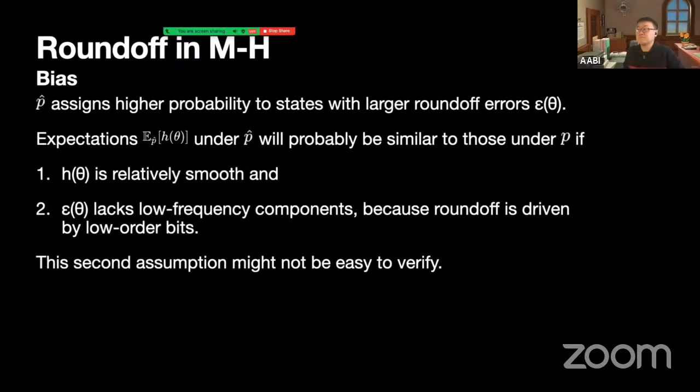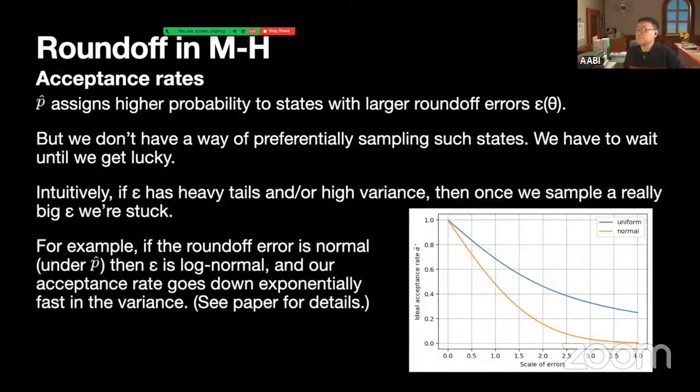But I would say that as big an issue is, does the algorithm even do an okay job of sampling from p hat, right? So there's this issue, right, that p hat assigns arbitrarily higher probability to states with larger round-off errors, but we don't have a way of preferentially proposing those states. We have to wait until we get lucky and get a large positive error. So intuitively, if epsilon has heavy tails or high variance, then basically once we sample a really big epsilon, we're stuck. We have to keep sampling until we get, just purely at random, another similarly extremely large round-off error.